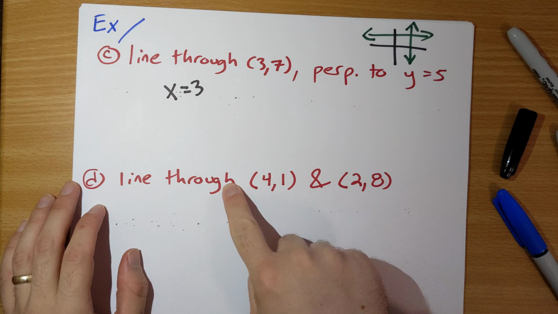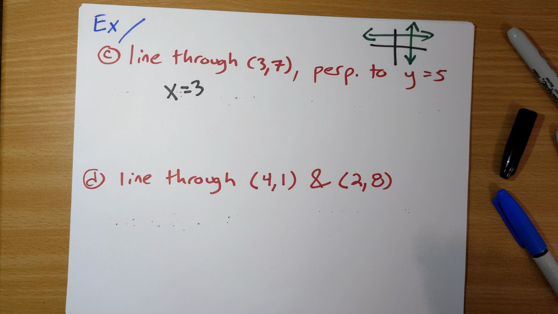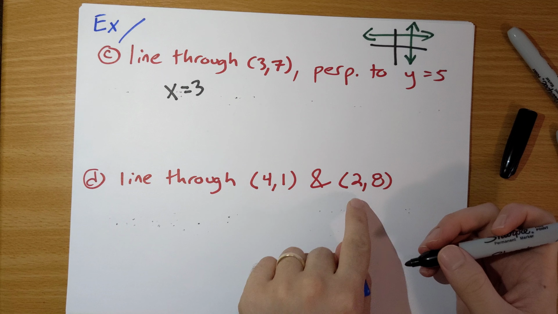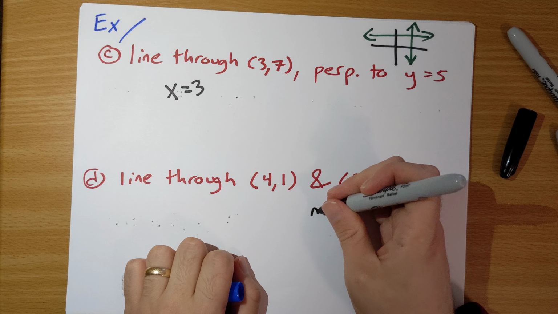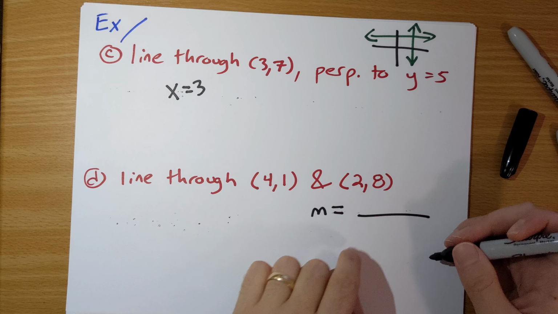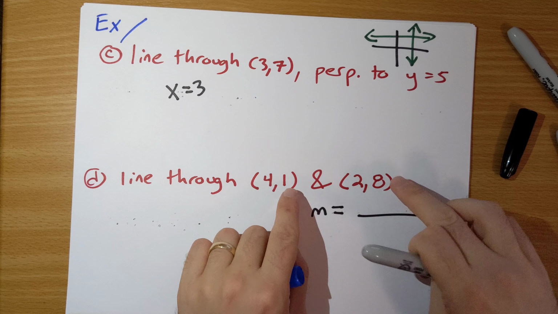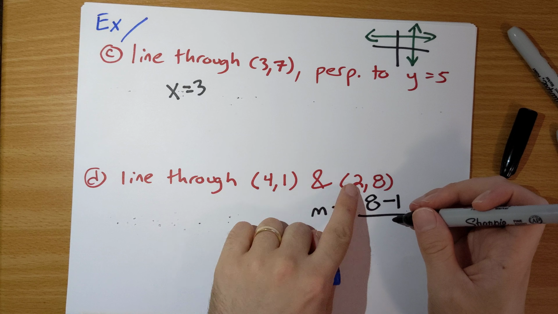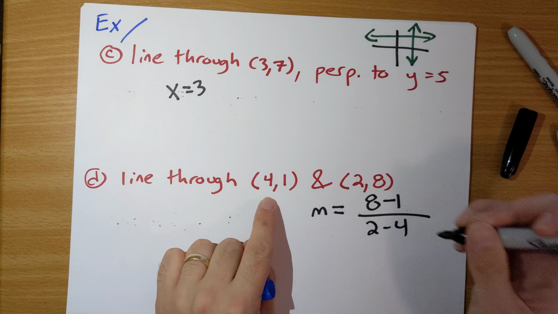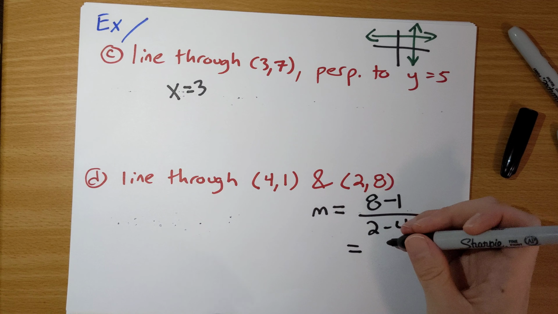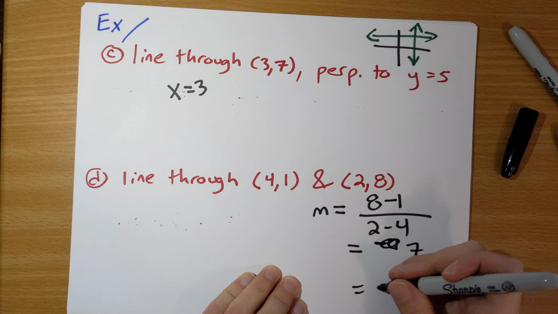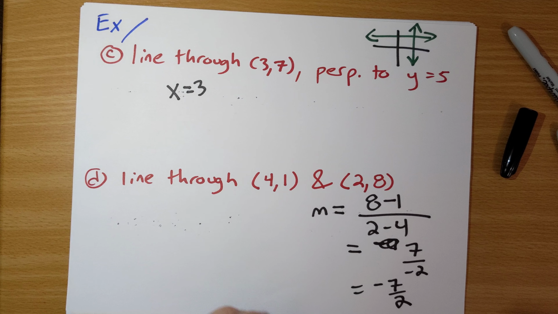And finally, one last example here, a line through these 2 points, (4, 1) and (2, 8). So we have points here, we need a slope. How do we find a slope here? The slope between these 2 points is going to be 8 minus 1, the change in y, divided by 2 minus 4, the change in x. And so this would be 7 divided by -2, or -7/2.